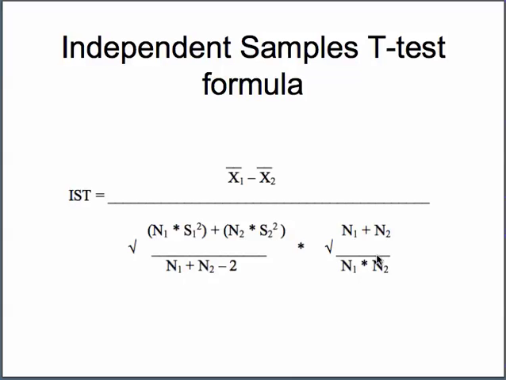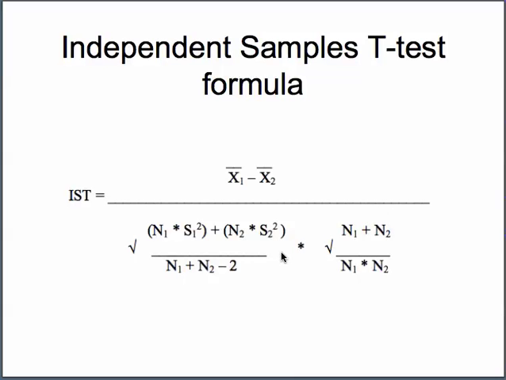On the right-hand side of the denominator, add the number of cases in the first independent sample to the number of cases in the second independent sample. Then divide by the number of cases in the first independent sample multiplied by the number of cases in the second independent sample. Then take the square root of that division result. This is your overall second denominator result.